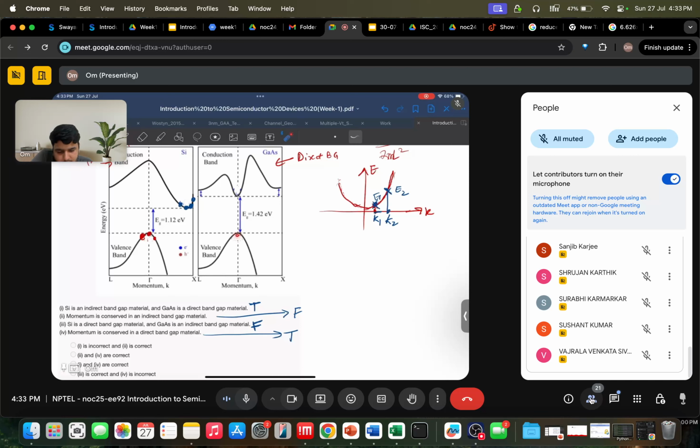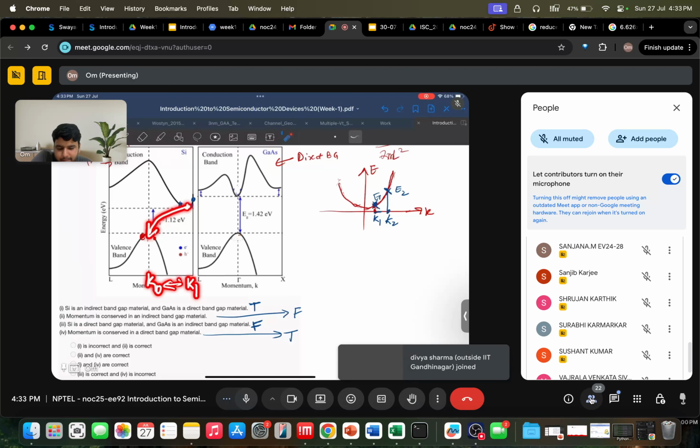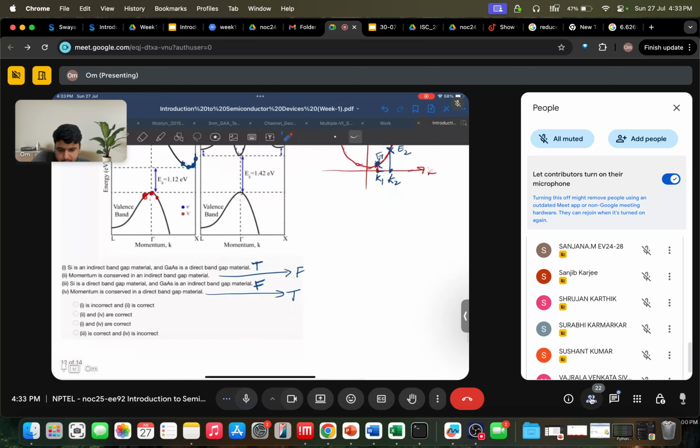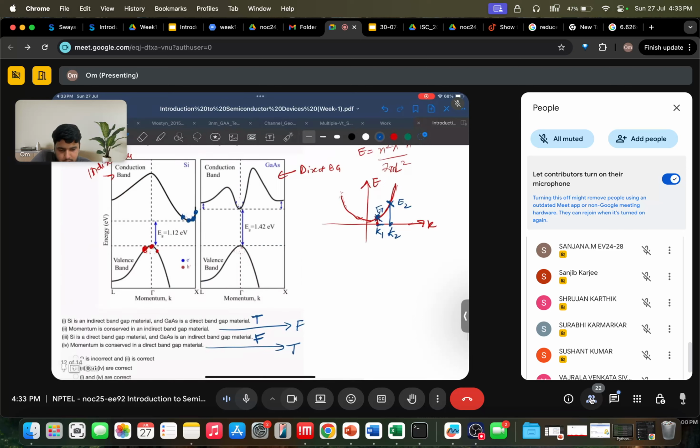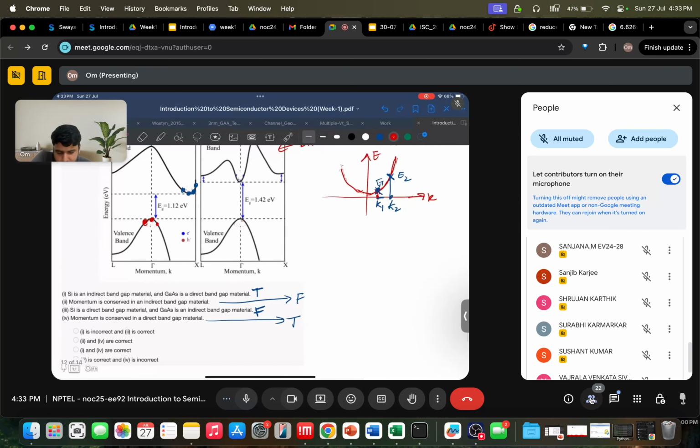We can see directly here. If an electron goes from here to here, it is traveling in the same momentum state. E is not changing. So momentum is conserved in direct bandgap. Whereas here, if it has to go from here to here, it needs to change its momentum. The momentum here, K1, and here, K0, are not the same, right? So the correct answer is 1 and 4 are correct. Option C.